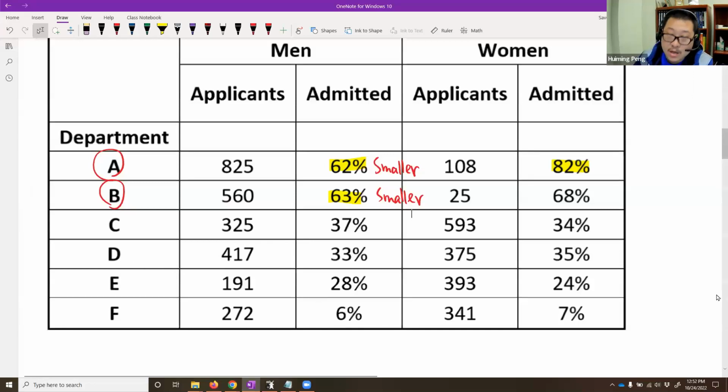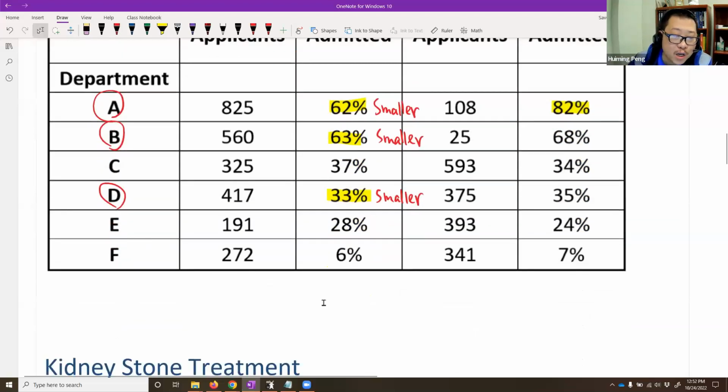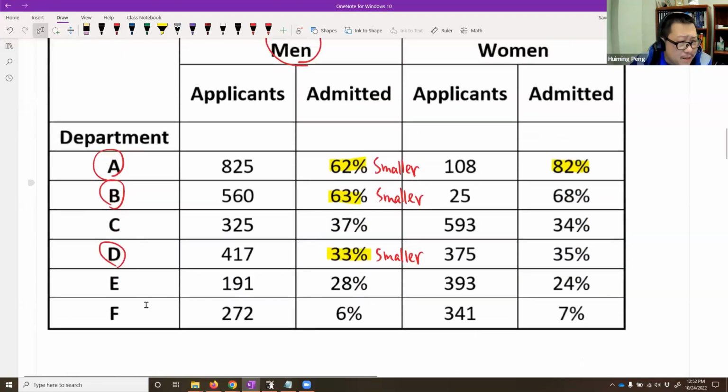Yes, D. It is. So now 33% is less than 35%. This is smaller. Okay, let me just circle. So that D department is unfair for male students. Can you see? This color is for male students. And then look at two more departments. This is the major department in the school at that time, okay? So the others are smaller departments, okay?